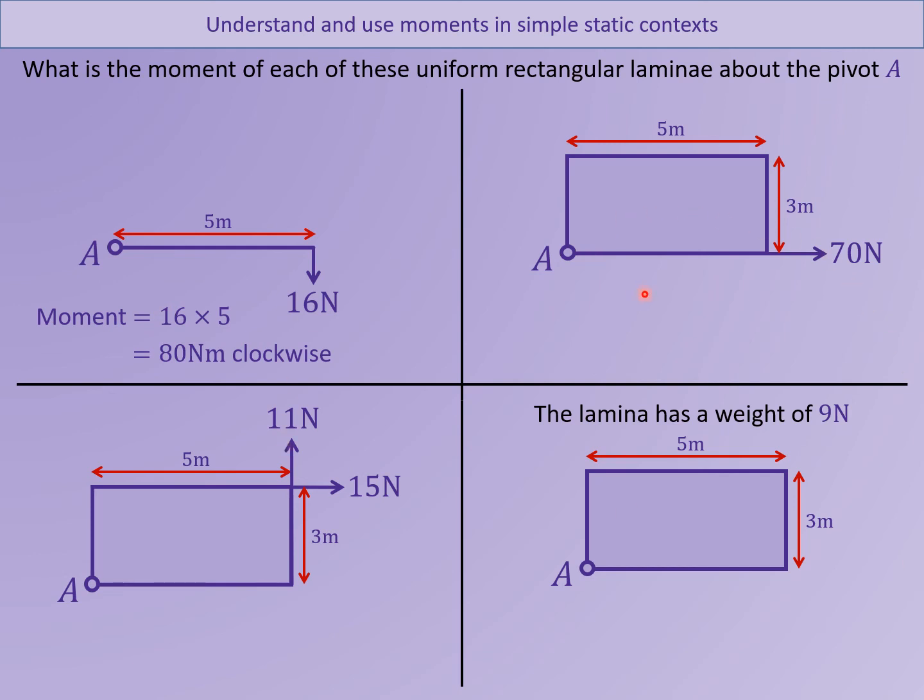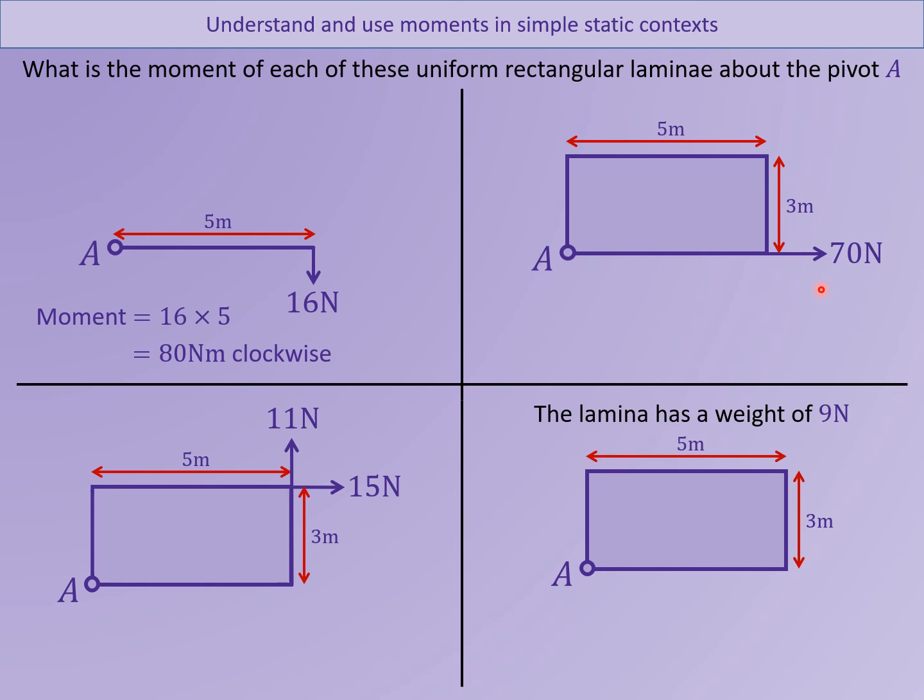Okay, should we have a look at this one? This one's interesting. I've got the pivot there, the lamina's pointing out that, and I've got a force of 70 newtons pulling in that direction. What's going to happen? Especially if you think of this as flat on the floor. You've got a piece of paper flat on the floor, you stuck your finger where A is. It's not going to rotate anywhere because it's flat on the floor.